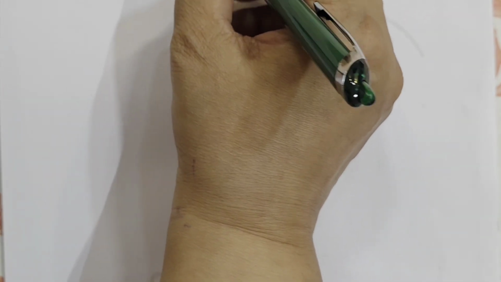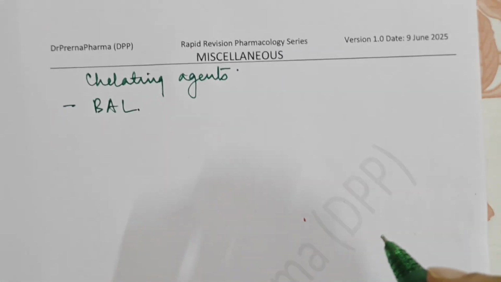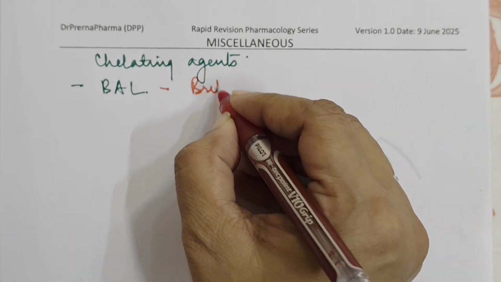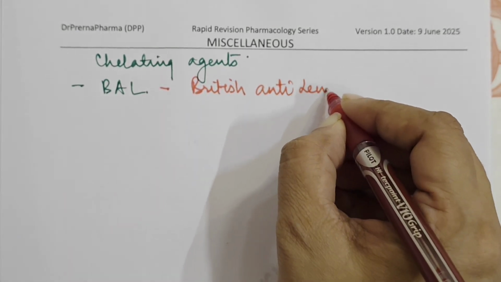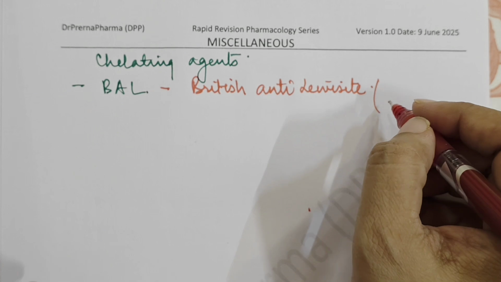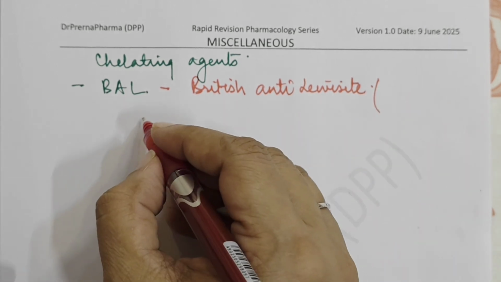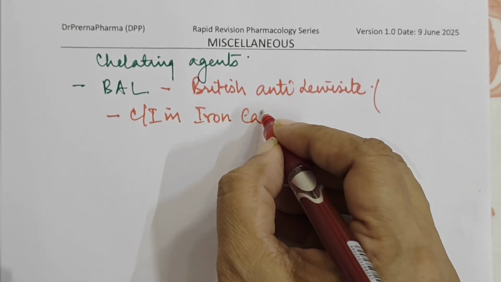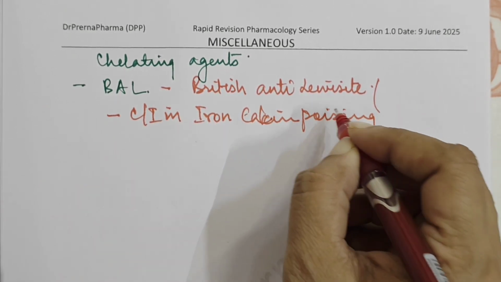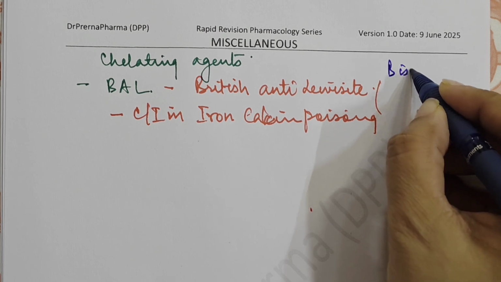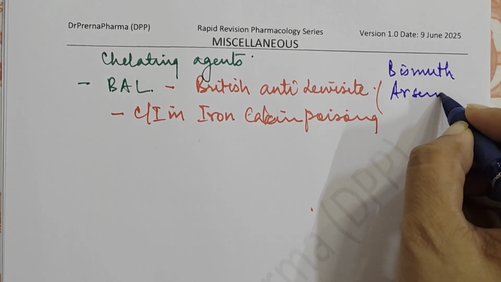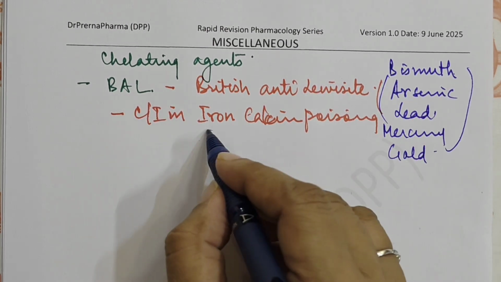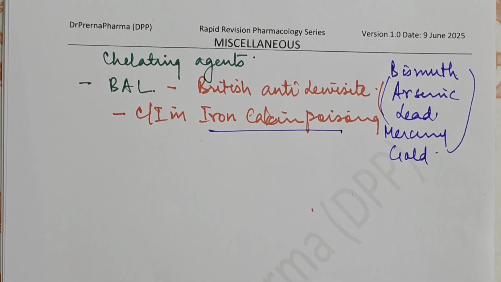Chelating agents are used in heavy metal poisonings. The main chelating agent is BAL. Now BAL is also called British anti-lewisite, right? This BAL is contraindicated in iron and calcium poisonings. BAL is used in the poisoning of bismuth, arsenic, lead, mercury and gold. It is not used in iron and calcium poisoning, right? This is something that we have to remember.